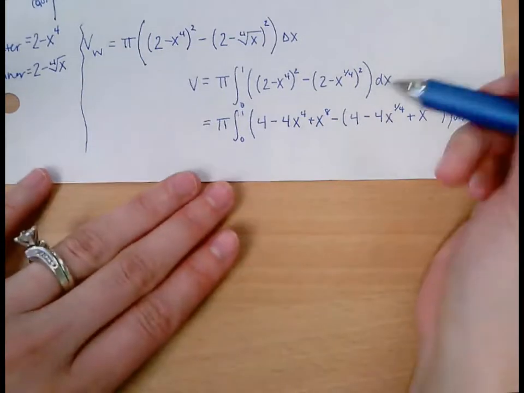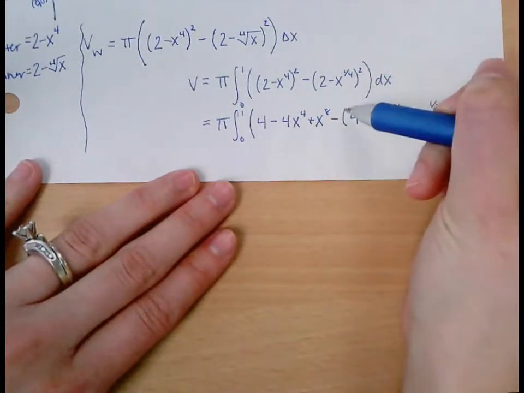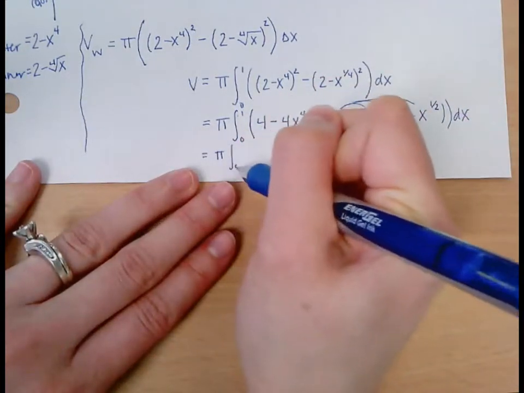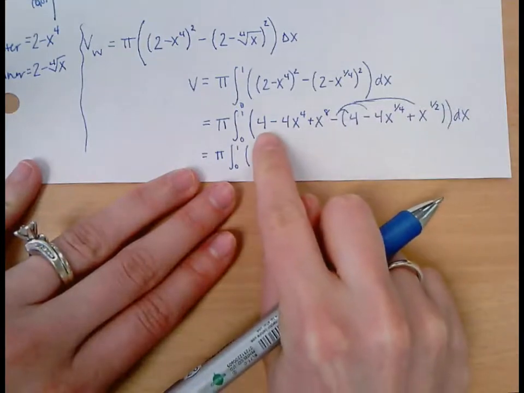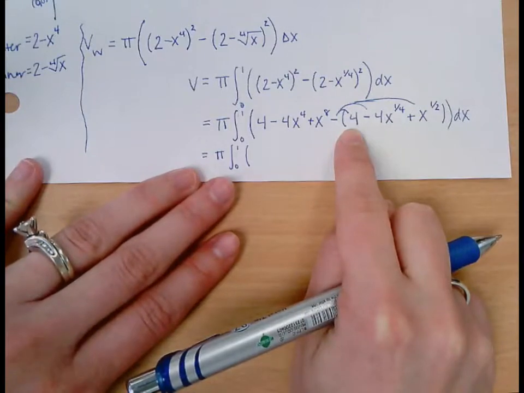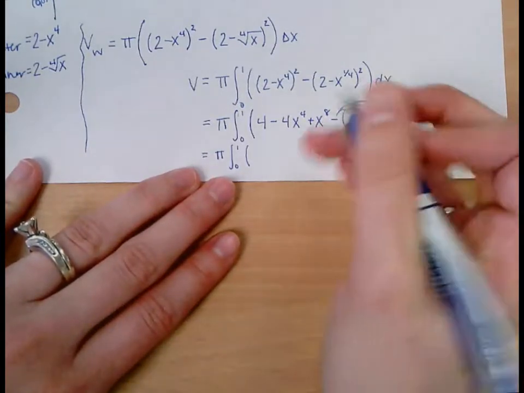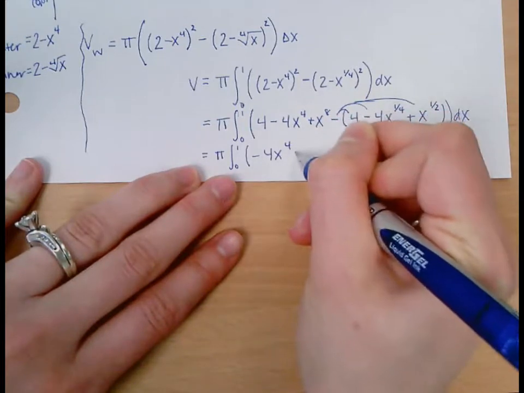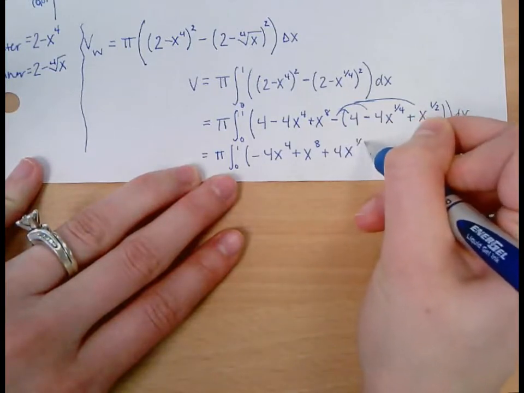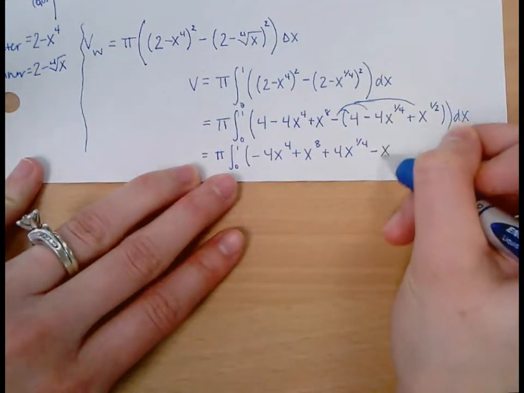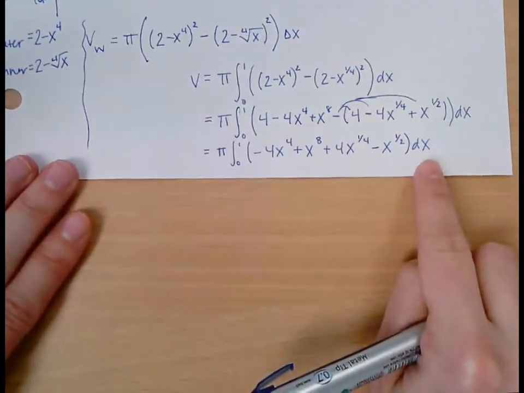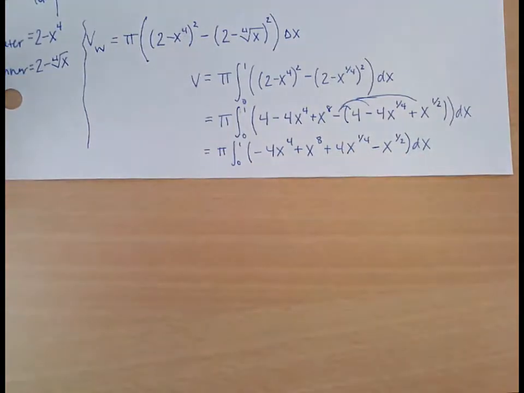Okay, and the last bit of simplifying, you would just want to distribute this minus sign through. So you'd have pi times the integral from 0 to 1 of, you would end up having 4 minus 4, so those 4s would be gone. Nothing else is a like term though, so you would have negative 4x to the 4th plus x to the 8th, you would have a positive 4x to the 1/4 and a minus x to the 1/2. Okay, so this would be your integral, and then you would take the antiderivative to evaluate that.